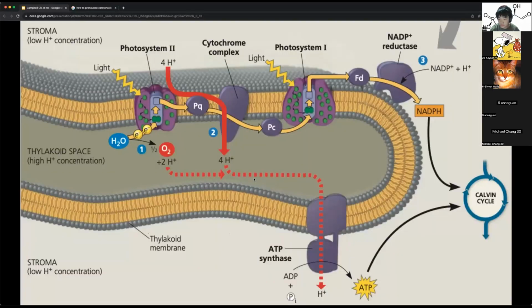I don't know what this photo is for. I guess that's for, oh, that's not Calvin cycle. It should have been before the slide. I might have moved it by accident.